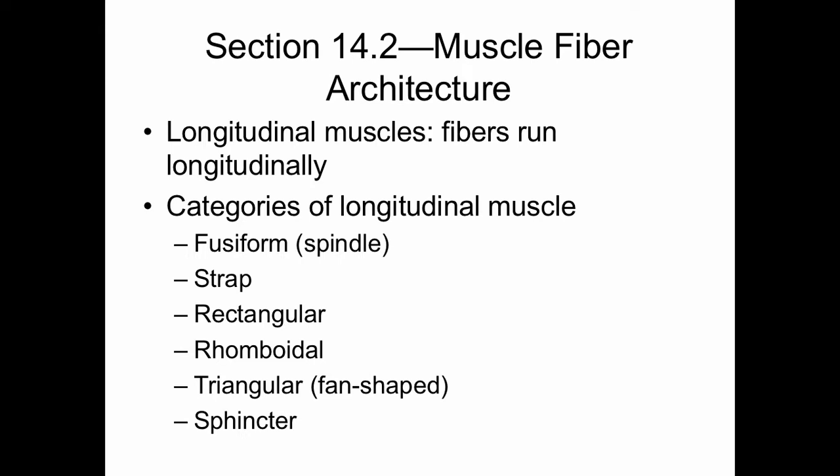Muscle fiber architecture. This is the structure of the muscle. So in longitudinal muscles, the fibers run longitudinally. There are several categories of longitudinal muscles. There's fusiform, strap, rectangular, rhomboidal, triangular, and sphincter. Longitudinal muscles are classified according to their shape. So all of these names are related to the shape of the muscle.